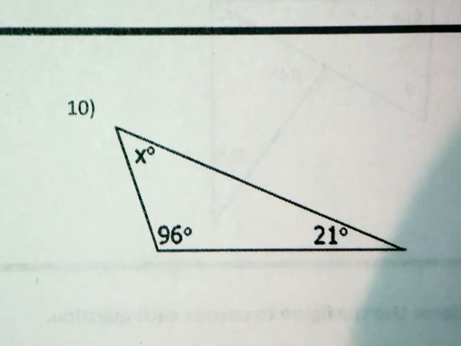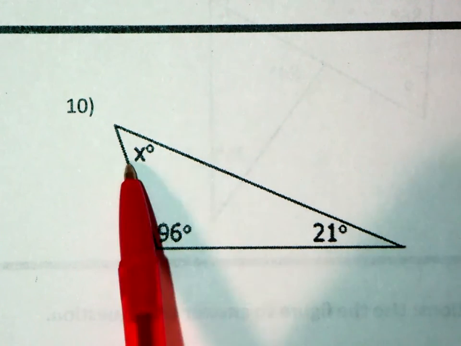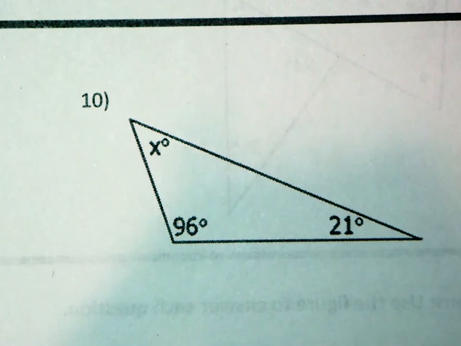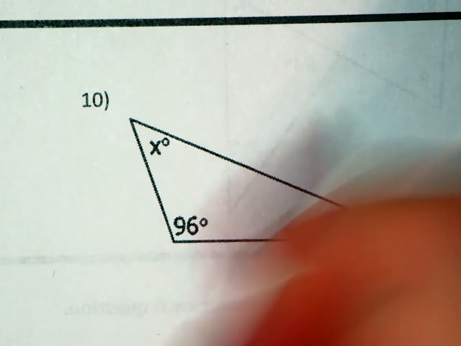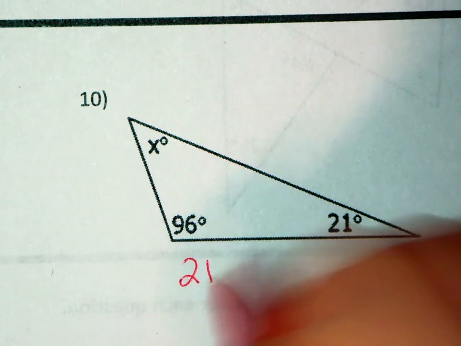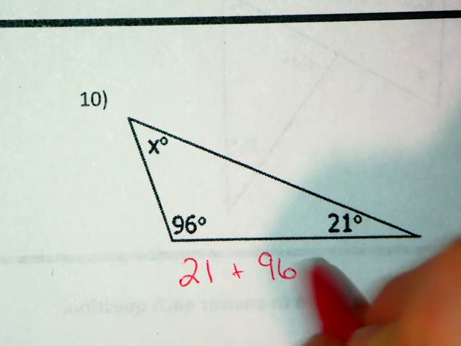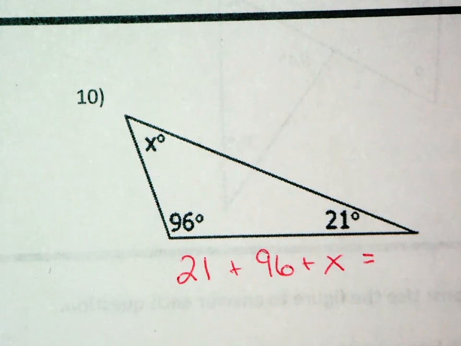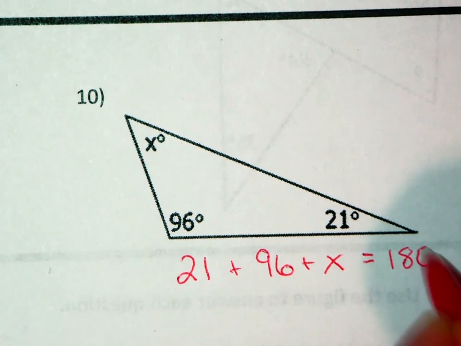Now I want to get into looking at the triangle sum theorem, because that was our focus for class today, and that's what you worked on during the ice break that you had. The triangle sum theorem basically tells us that all three angles within a triangle add up to 180 degrees. So, if I take the three degree values, 21 plus 96 plus my unknown, which is x, and add them together, they should equal 180 degrees.